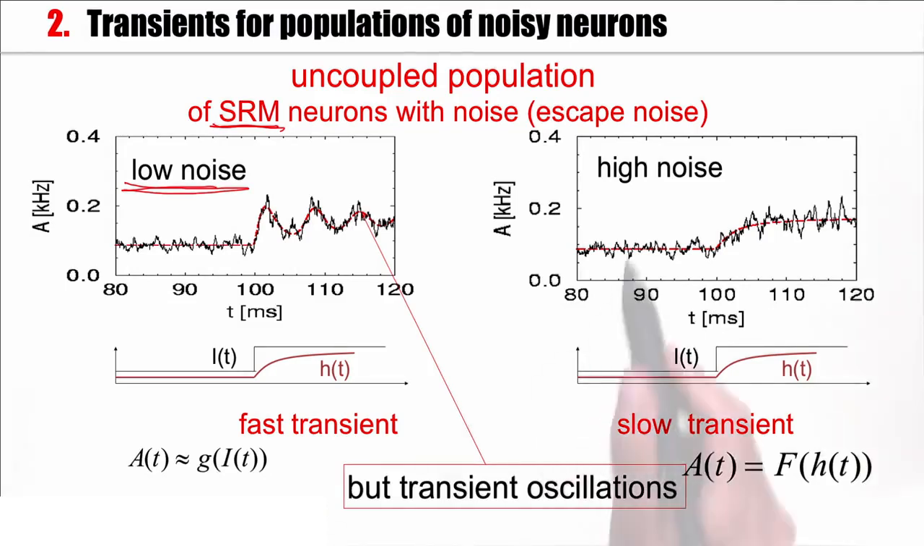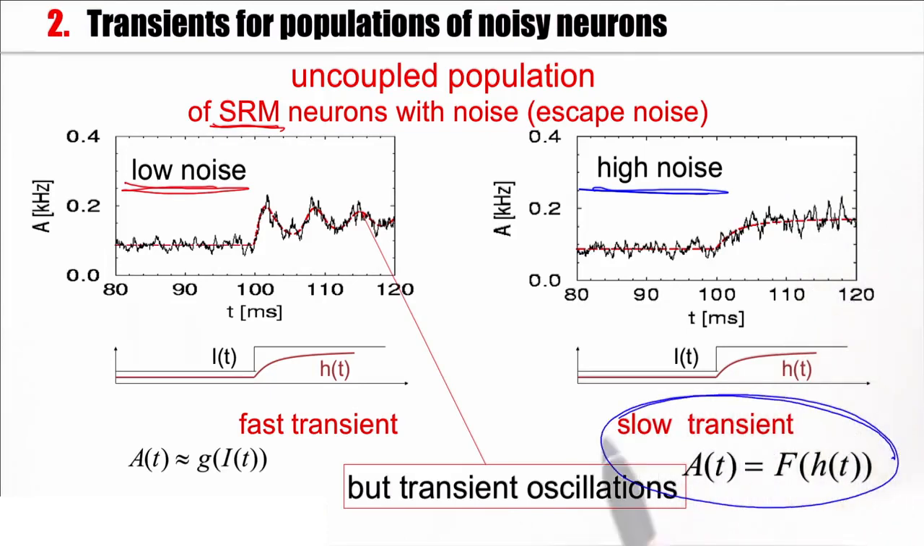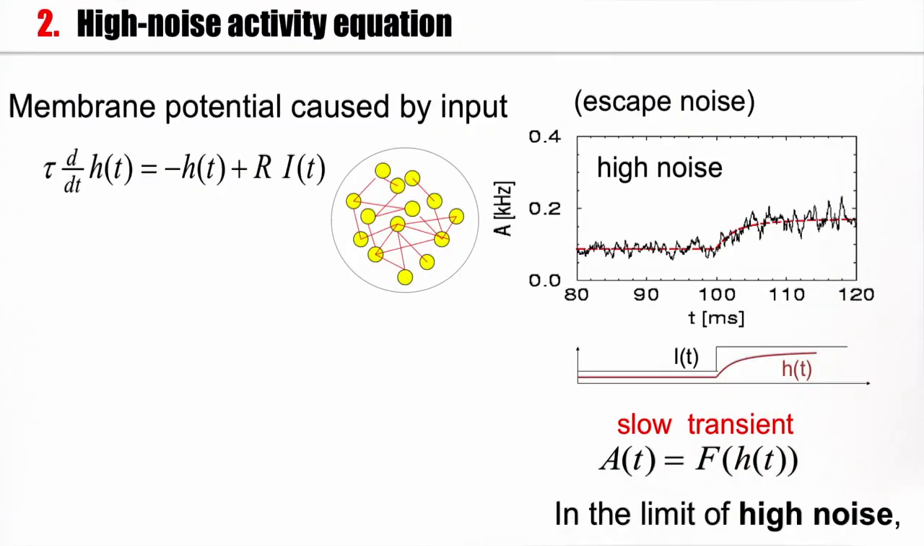Now, if I'm in the high noise limit, then the response of the population is slow. It follows more or less this input potential h of t. So, in this high noise limit, we have slow transients. And if I have slow transients, I can describe the population activity as a function of the momentary value of h of t. So h of t increases slowly after the change in the input, and the population activity also follows slowly. So if we have these slow transients, I can use that the population activity follows the membrane potential.